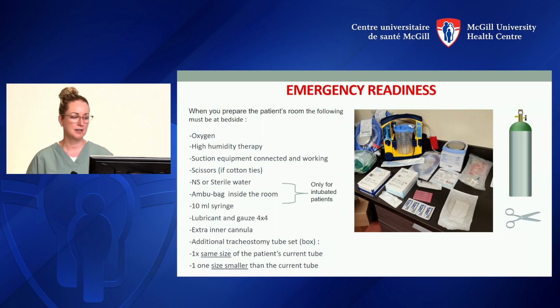You need one that's the same size as the patient's current tube. So if my patient has a size 6, I need to make sure that a size 6 box is readily available, and one size smaller. So if my patient has a size 6, you also need to make sure a size 4 is at the bedside, because it is possible that if they have an accidental decannulation and the RT comes to put in the size 6 and it no longer fits, at least you have the size 4 readily available for you.